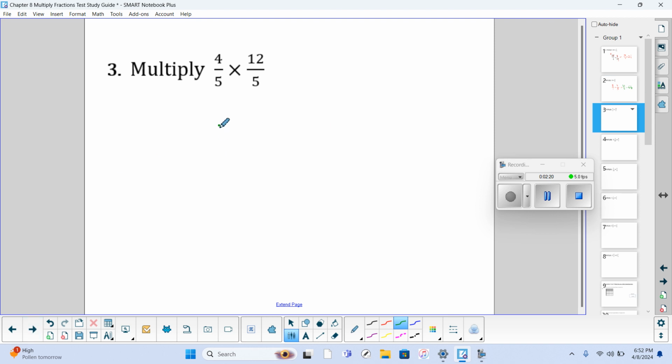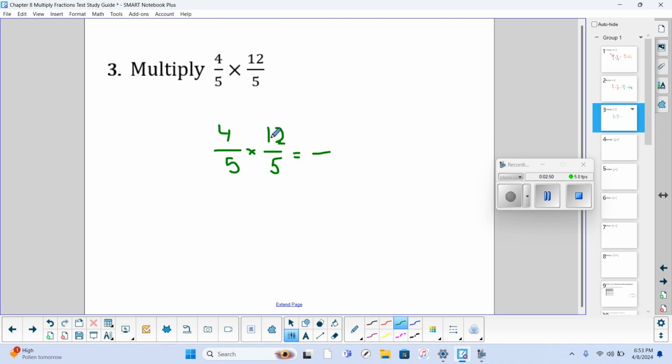Number 3 is 4 over 5 times 12 over 5. Well, once again, I have 5 in the denominators in both of them. So that means if I can't simplify one of these, I can't simplify the other one. So 4 and 5 don't have a common factor other than 1. 12 and 5 don't have a common factor other than 1. So in this case, I'd also multiply straight across.